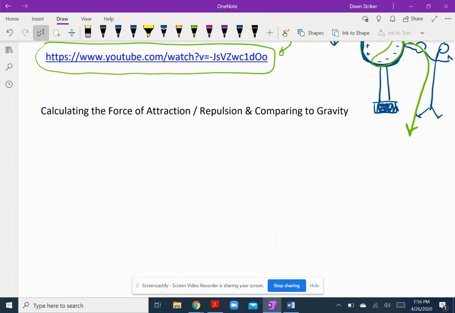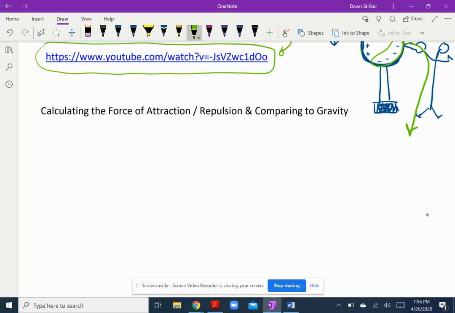Last but not least, I want to do a couple of calculations. I want to calculate the force of attraction, and then compare it to gravity. I'm going to calculate the force of attraction in the hydrogen atom due to both Coulomb's law and Newton's law of gravity.